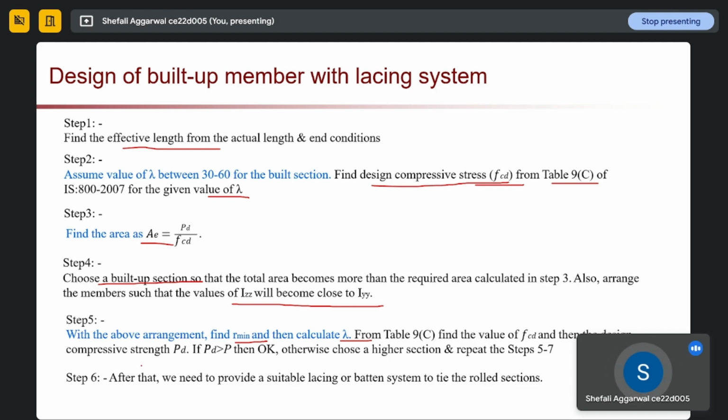And from this compressive strength, we can calculate our design load. If our design load is greater than the given load, then we can say that our section is okay. If it is not coming greater than our given load, then we will repeat our steps. Not 5 to 7, actually 2 to 4.